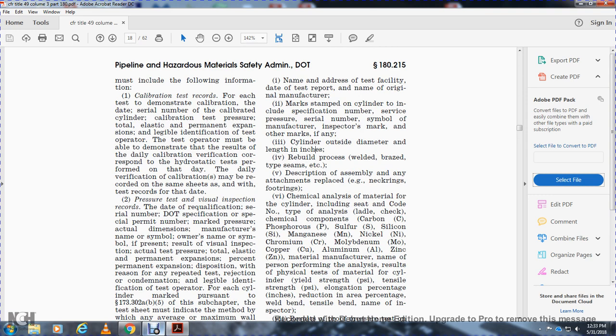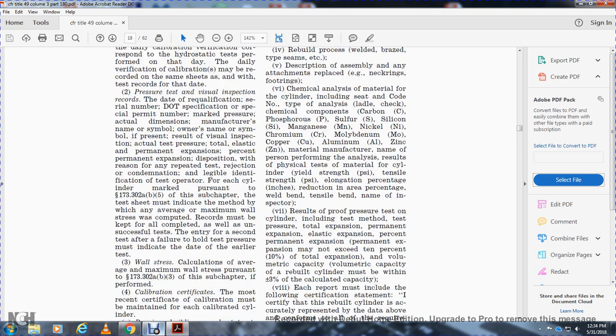Description of assembly, any attachment replaced, neck rings or foot rings, chemical analysis of the material for the cylinder, including the heat number, the type of analysis, ladle or check, chemical components for carbon C, phosphorus P, sulfur S, silicon Si, manganese Mn, nickel Ni, chromium Cr, molybdenum Mo, copper, aluminum, and zinc. The material manufacturer's result may be used with the person performing the analysis. Results of the physical test of the cylinder material, yield strength in PSI, tensile strength, elongation percent, reduction in area percentage, weld tensile bend, and name of the inspector.